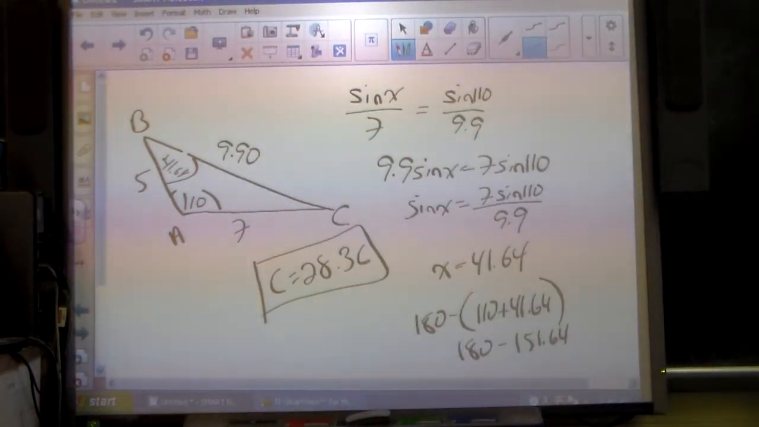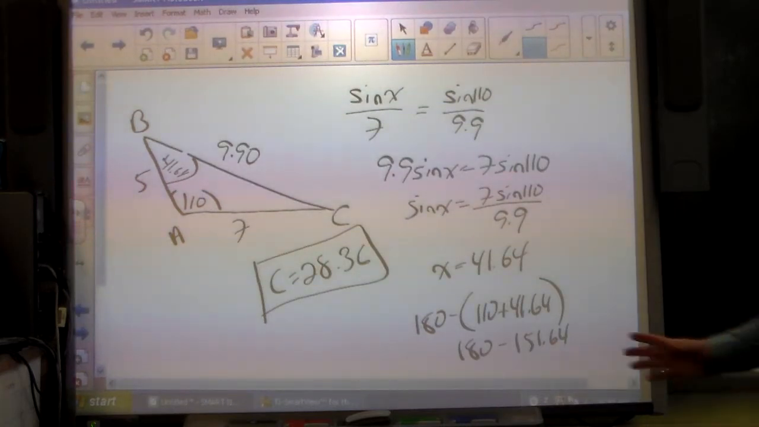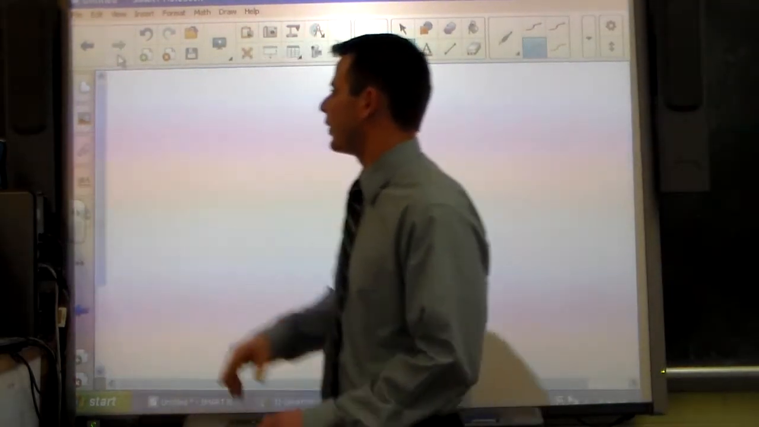And there we go. That's how you solve a triangle. Let's say we had other information that was given. Let's work on a different example.